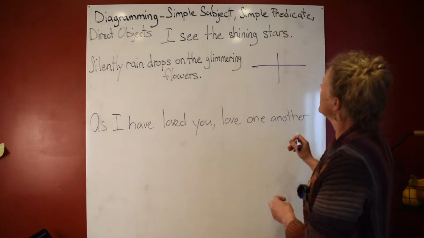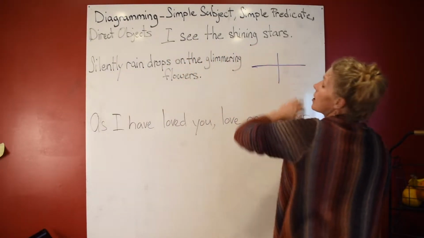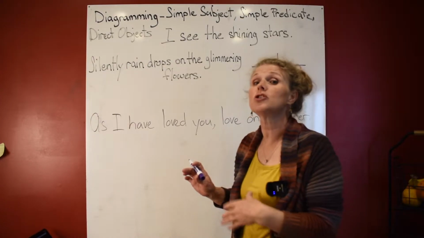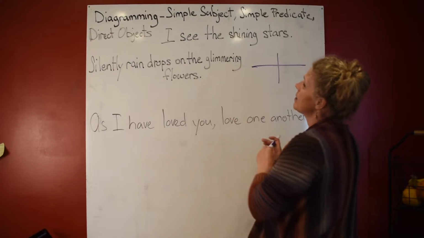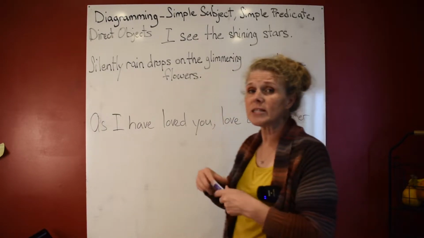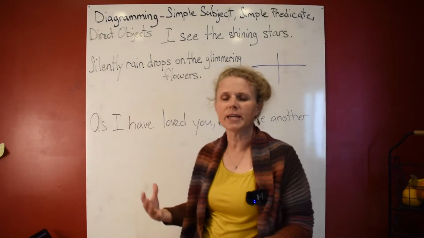Okay, so now let's look at this one. I see the shining stars. I always read the whole sentence first because when you don't read the whole sentence, you make mistakes in your diagramming. So here is really easy. We're going to find our verb. You always ask the question, what did it do? What's the did in this?